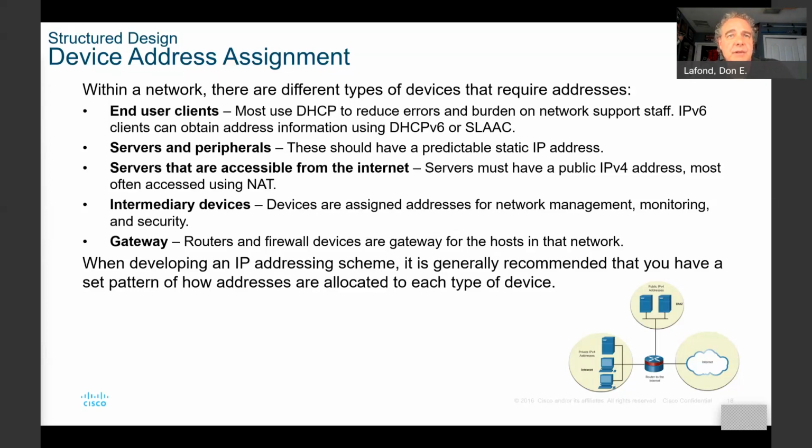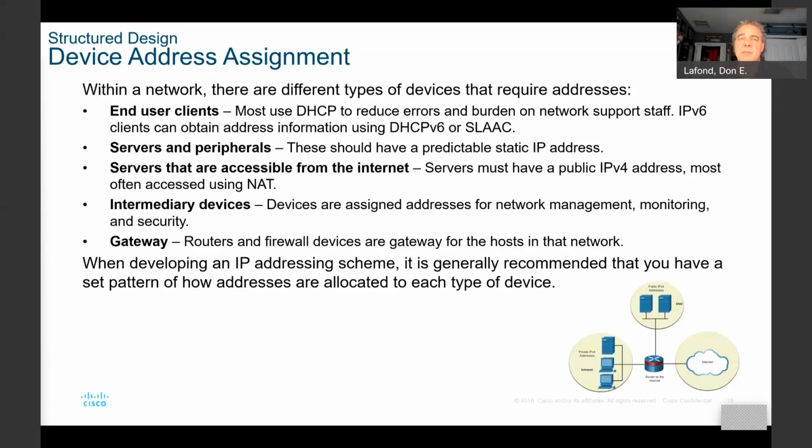Intermediary devices are assigned addresses for network management, monitoring, and security. We talked about that when we assigned a management IP to a switch to be able to telnet or SSH into it, right? And then gateway, of course. Your router and/or firewall devices are gateways for the hosts in the network, and they must have an IP address, usually the first address or the last address, whatever your company decides.